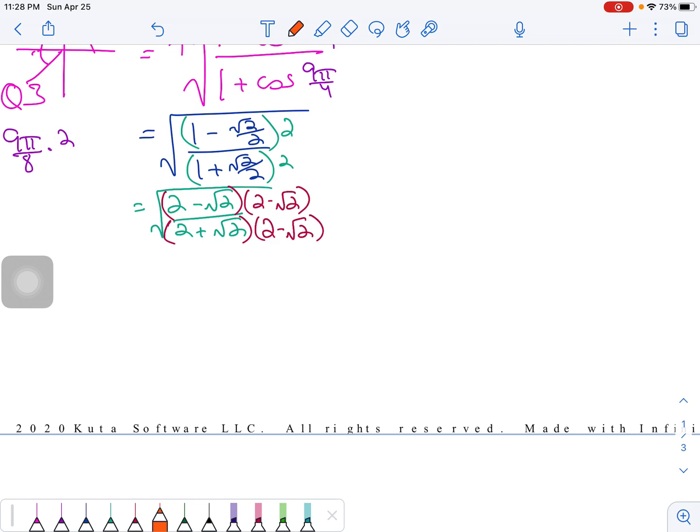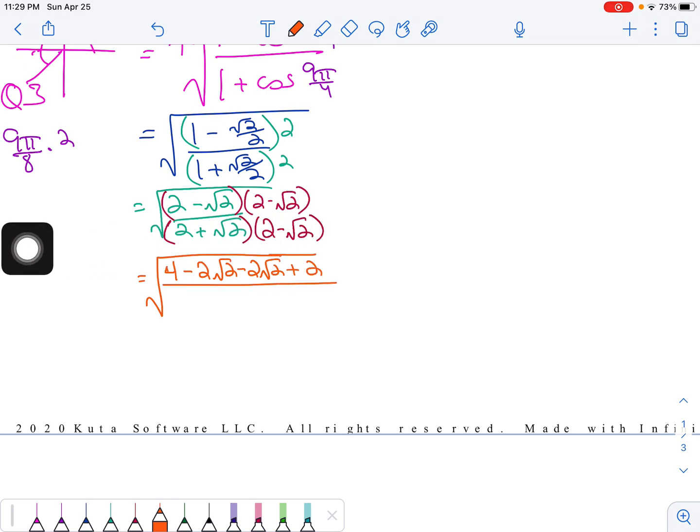Basically, I'm going to distribute numerator and denominator. The big square root that's around everything is still going to stay. We'll deal with it later. So let's see, I've got 4 minus 2 root 2 minus 2 root 2 plus, now this one you want to be careful about. Negative times a negative is a positive. Root 2 times root 2 is root 4, but the square root of 4 is 2.